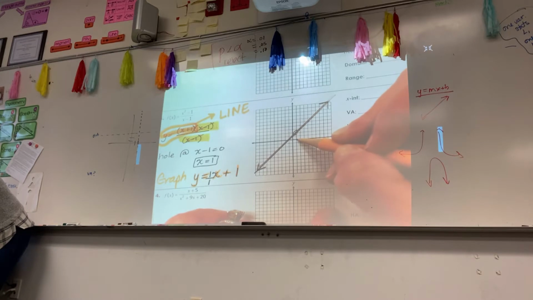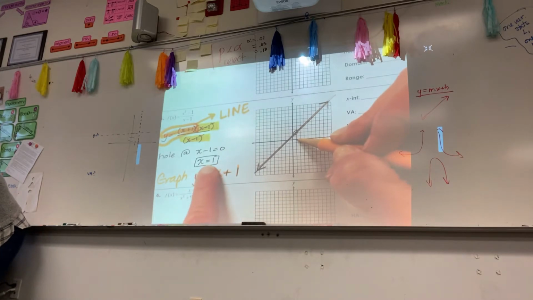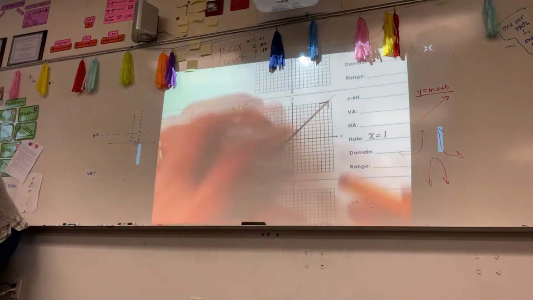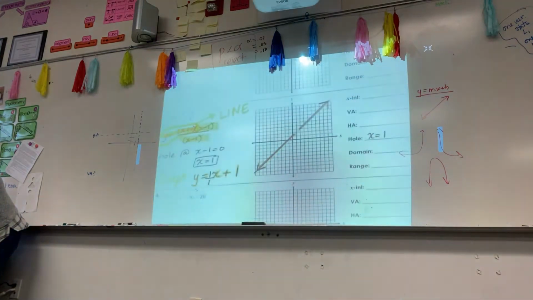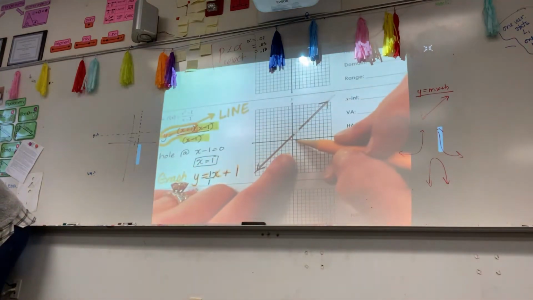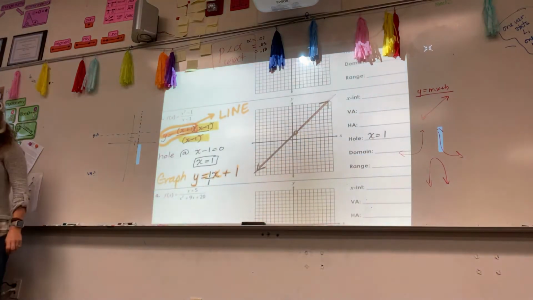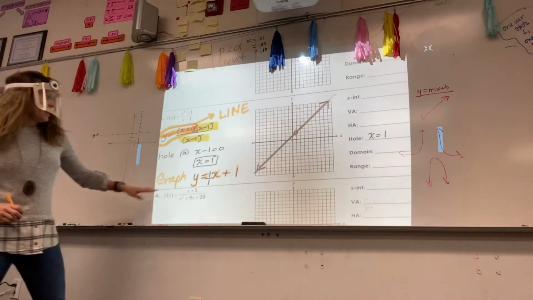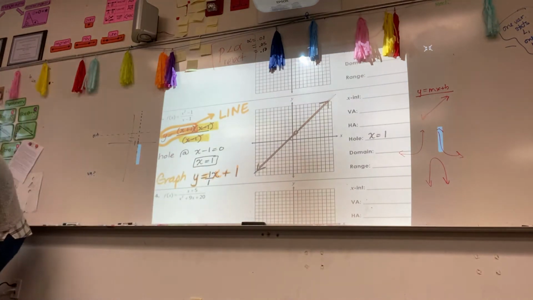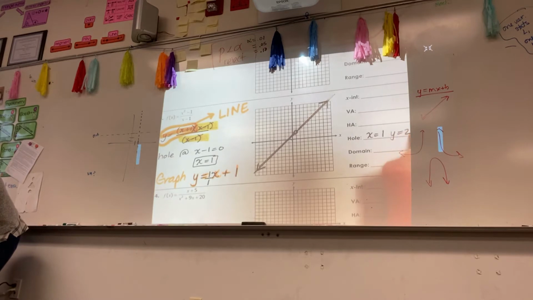So I went to x equals 1, because that's what it is, and then I went and found my graph. Right there. So I'm going to erase. And it looks like it's happening at like 1, 2, doesn't it? Right there. And that should be an open hole at x equals 1. It actually ends up being x equals 1, y equals 2, doesn't it? It's like 1, 2. That's what it looks like there.